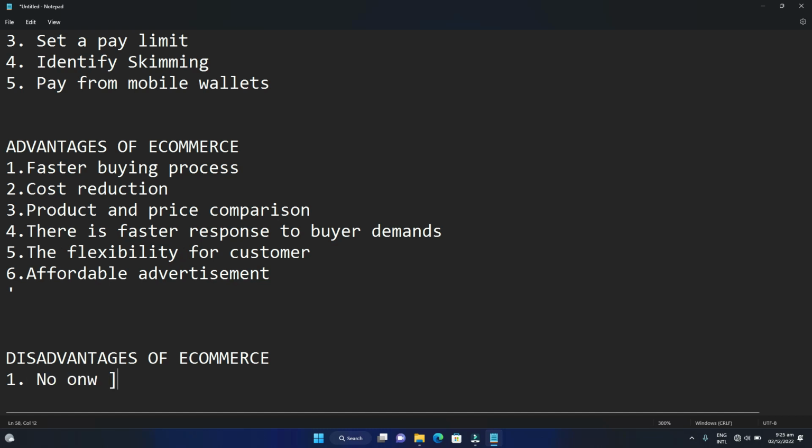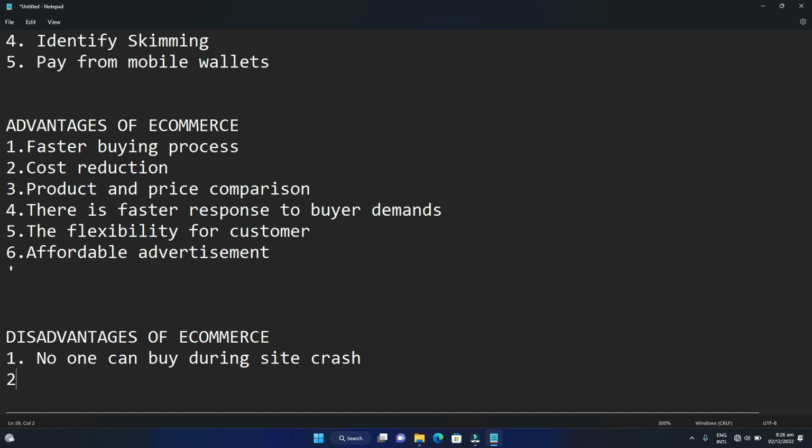So, no one can buy during a site crash. In the sense that, for instance, you are hosting your platform on a certain server somewhere. That's got nothing to do with you. You just host it and pay what you are supposed to pay, which is extremely small, sometimes I think 10 cedis a month, depending on where you are hosting. So if something happens over there, there are technical difficulties, and the server goes down, that means you cannot get customers. So that's one disadvantage. For that moment, you wouldn't be able to get customers.